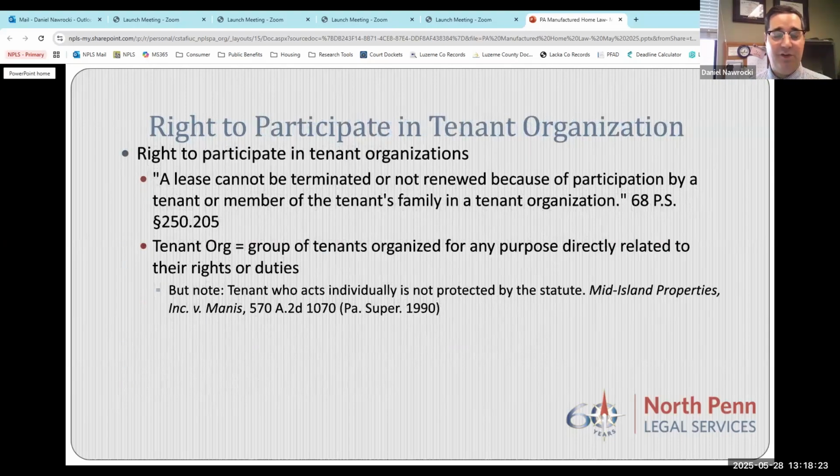The right to participate in a tenant organization. So the park owner can't refuse to renew or say that he's going to evict if a group of tenants gets together and decides that they're organizing for the purpose of enforcing their rights or just having their own tenant organization.